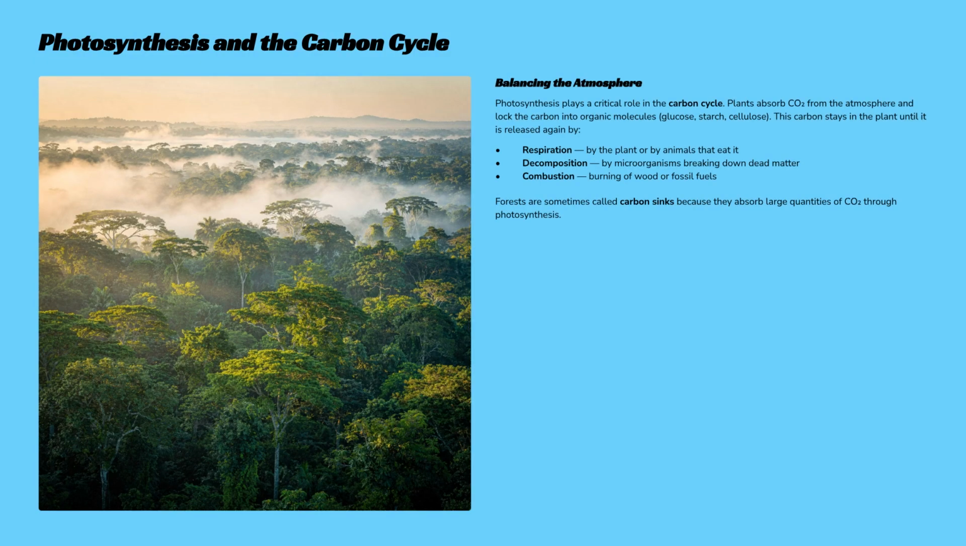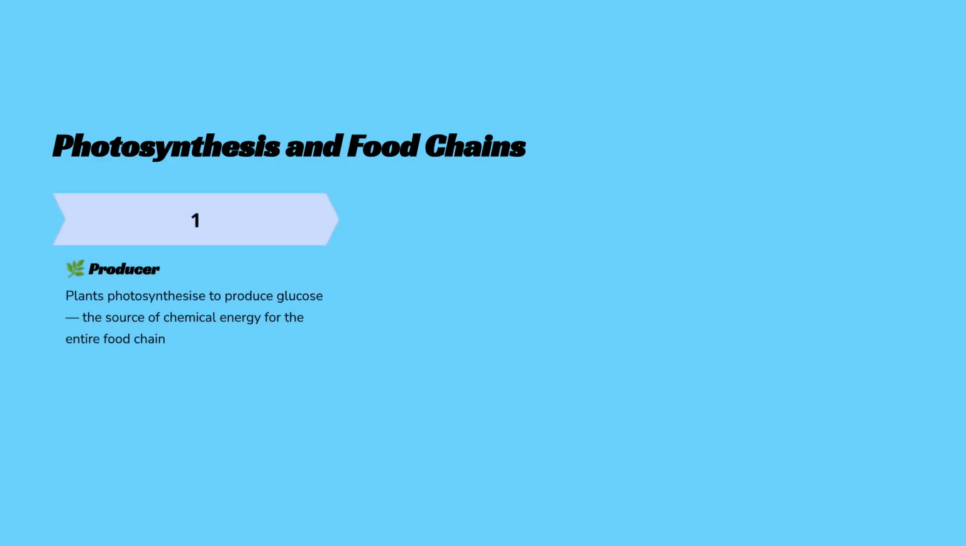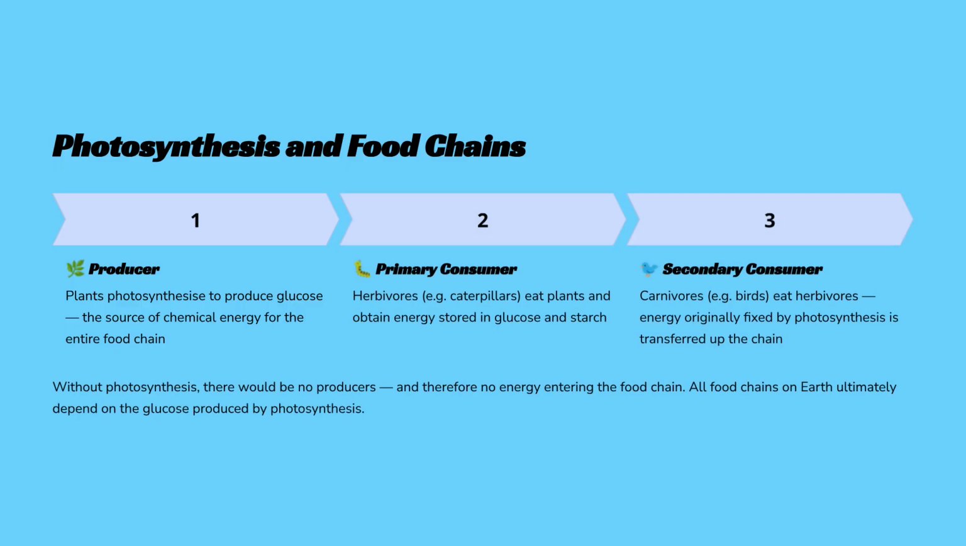Remember, the carbon cycle relies on plants absorbing carbon dioxide to keep the atmosphere balanced. Photosynthesis is the entry point for energy into all food chains. Producers make glucose, which is then passed to primary consumers, like herbivores, and then to secondary consumers, such as carnivores. All life fundamentally relies on this energy fixation.